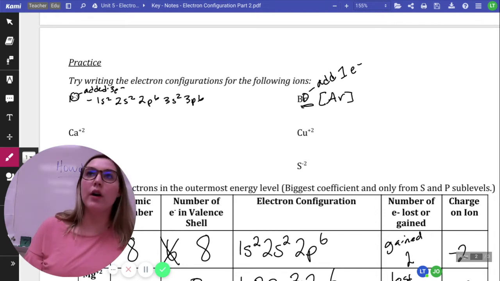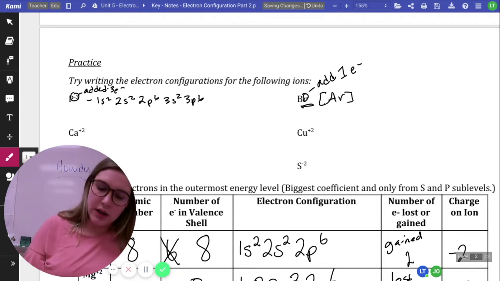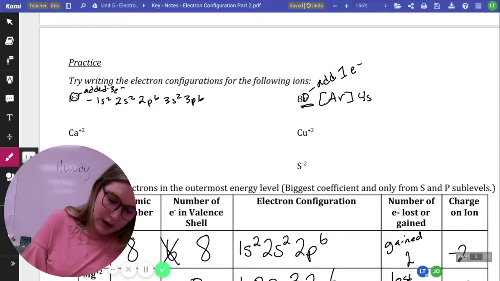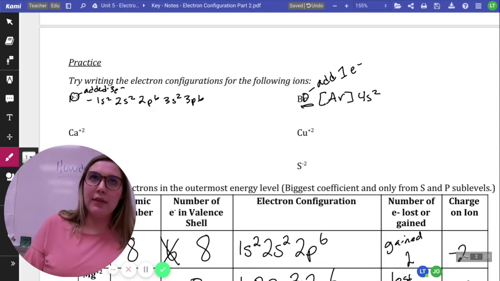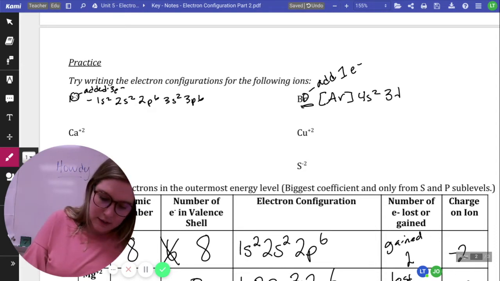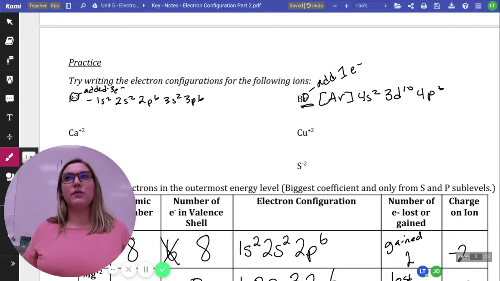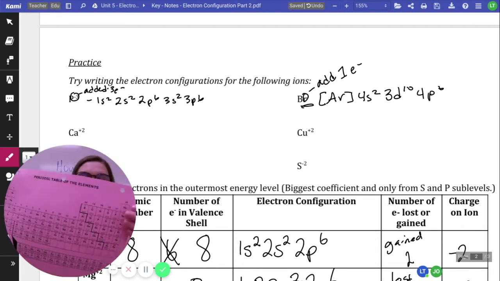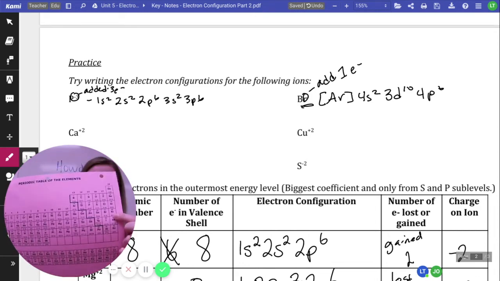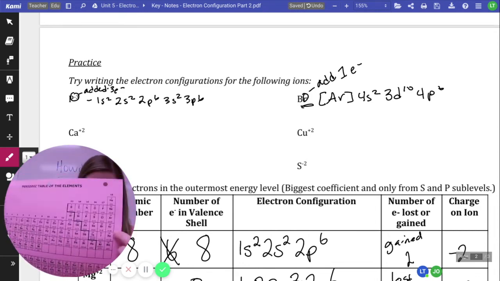Starting from argon, my next section would be 4s2, then 3d10, and then 4p6, since we are writing the configuration for bromine with 1 additional electron, which is essentially the same as krypton.